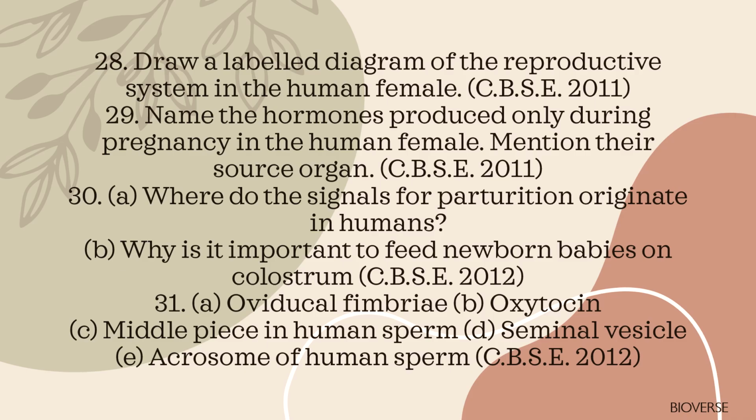B. Oxytocin stimulates uterine contractions during childbirth. C. Middle piece in human sperm contains mitochondria to provide energy for sperm motility. D. Seminal vesicle secretes seminal fluid rich in fructose to nourish sperm. E. Acrosome of human sperm contains enzymes to help the sperm penetrate the ovum.